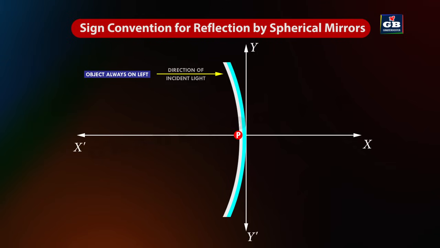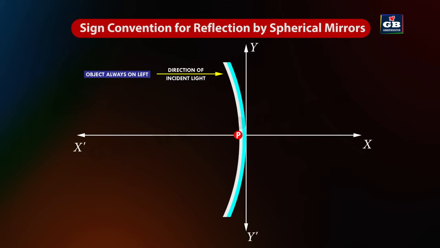Indicating that the light from the object approaches the mirror from the left side. Measurement from the pole: distances parallel to the principal axis are measured from the mirror's pole. The pole is the point where the mirror surface intersects the principal axis.